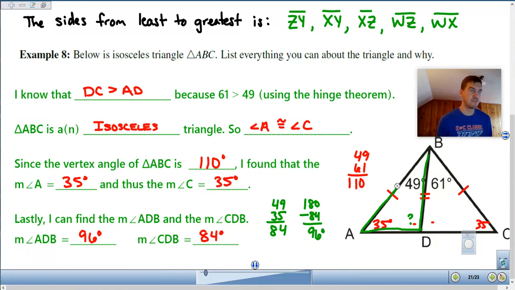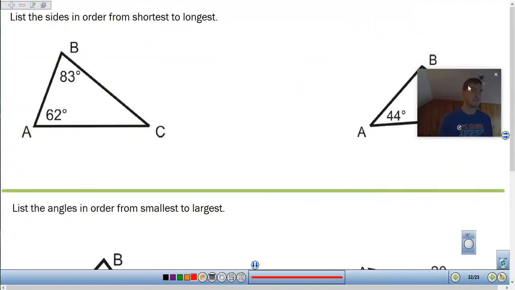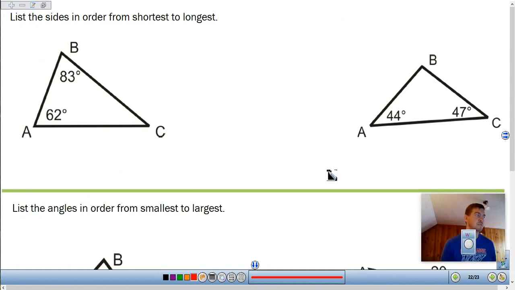So yeah, there's a lot of information that you can figure out, even though they didn't give us a whole lot of information to start. So there you go. Let's recap this a little bit, something from the beginning of the lesson.